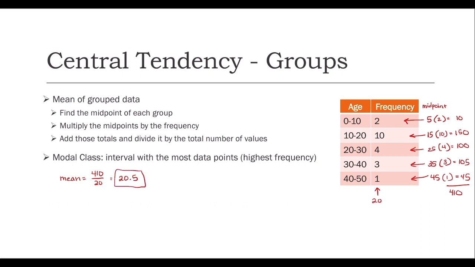And then the modal class is the interval with the most data points. So there are the most data points in ages 10 to 20. So our modal class is 10 to 20. So that's what you would do with your central tendency for groups.